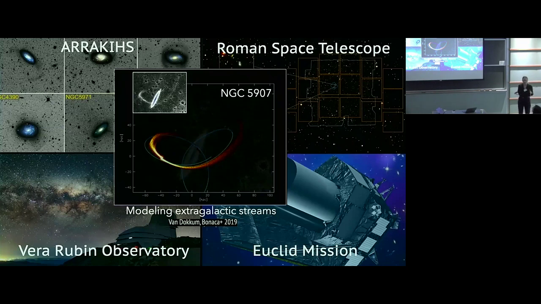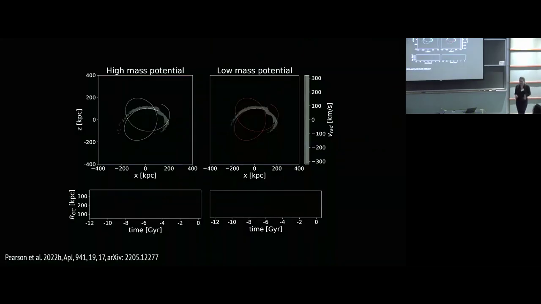However, not a lot of work has been done on actually constraining dark matter, or constraining the distribution of dark matter around galaxies from this type of work. The reason for that is that it's a hard problem.